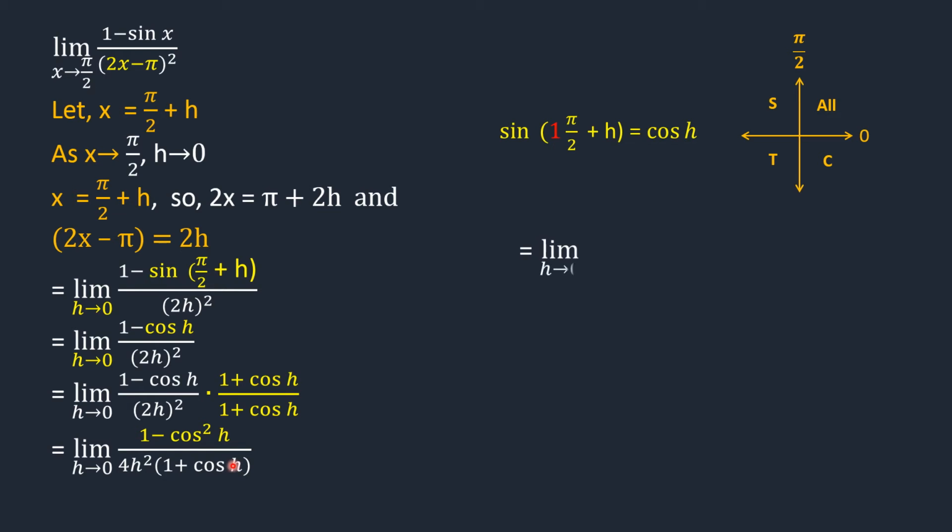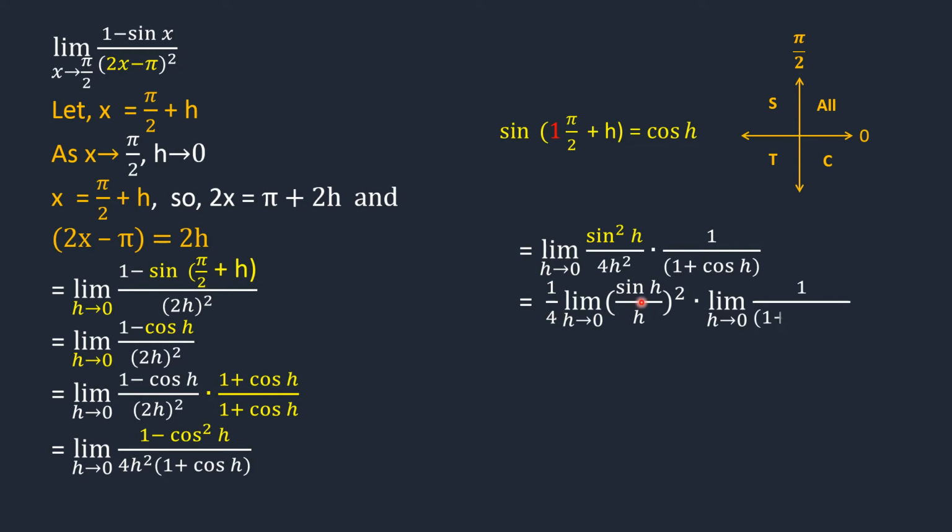In the next step, we will write in place of 1 minus cos square h, sin square h. According to the identity that we know, sin square h plus cos square h is 1. Therefore, 1 minus cos square h is sin square h. In the next step, we will write this 1 upon 4 in the beginning of the limit, and we will write this term in a neat fashion like sin h over h whole square, and we will write a separate limit for this part.